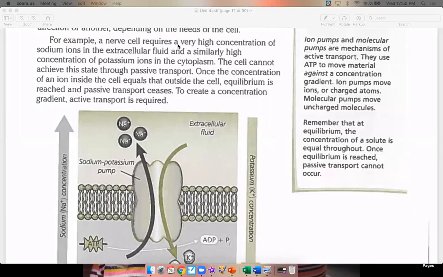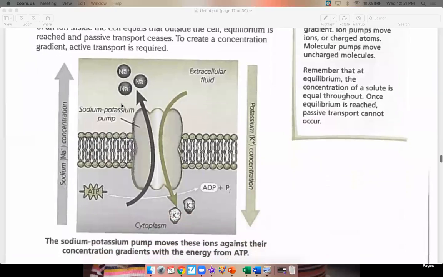a nerve cell requires a very high concentration of sodium ions in the extracellular fluid and a similarly high concentration of potassium ions in the cytoplasm. The cell cannot achieve this state through passive transport. Once the concentration of an ion inside the cell equals that outside of the cell, equilibrium is reached and passive transport ceases. To create a concentration gradient, active transport is required.